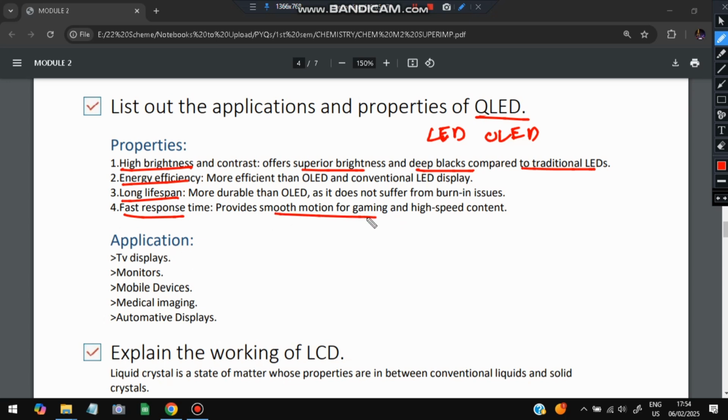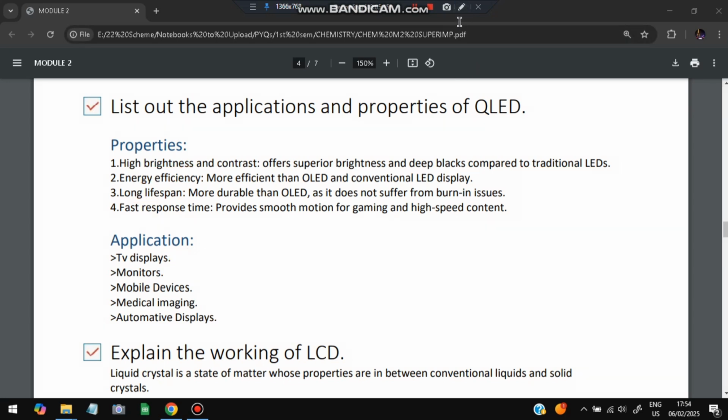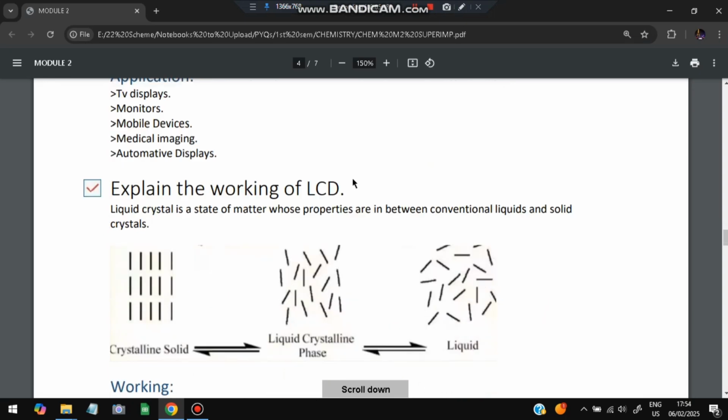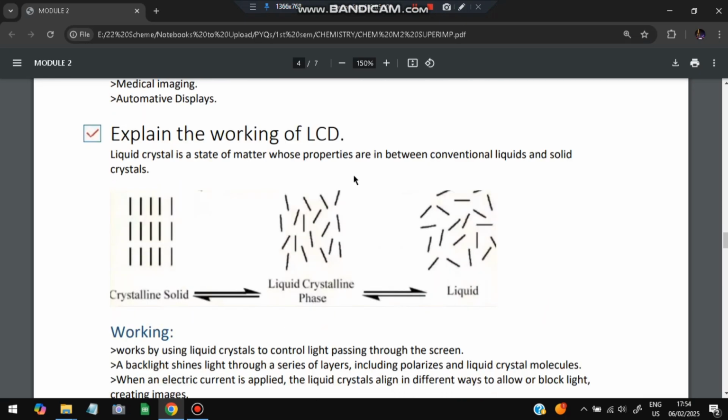It is used in smooth motion gaming and high speed content. Applications include TVs, monitors, mobile devices, medical imaging and automotive displays. The displays which you have in the front seat of the car, right? That is the automotive displays. From there, the QLED is used.